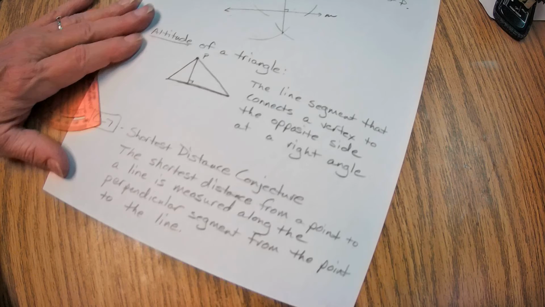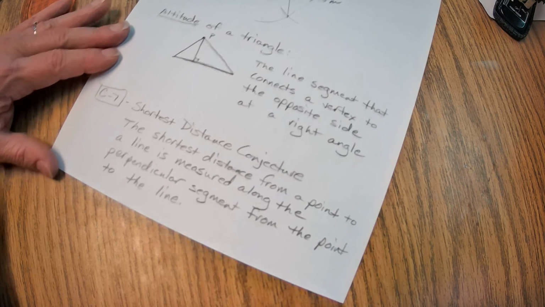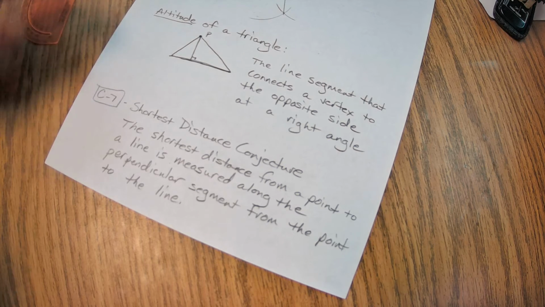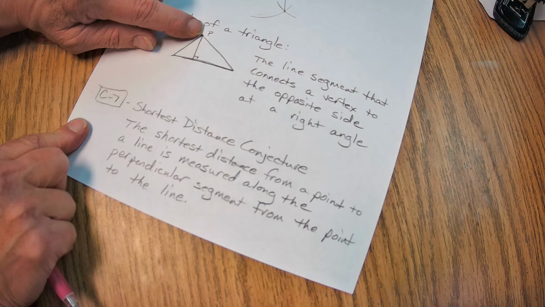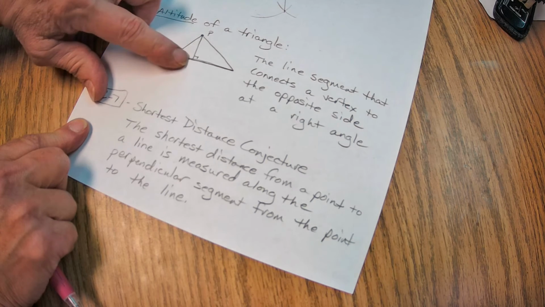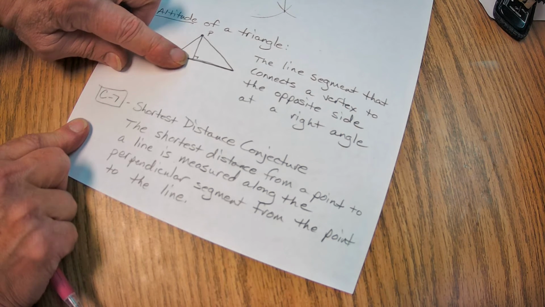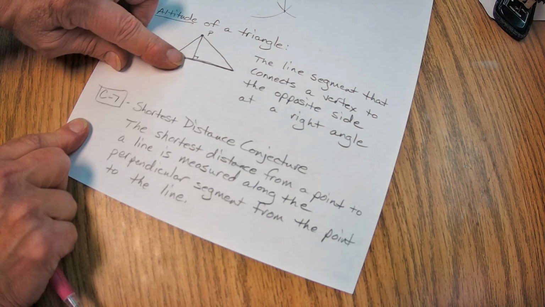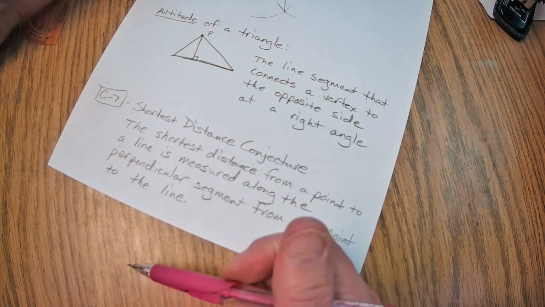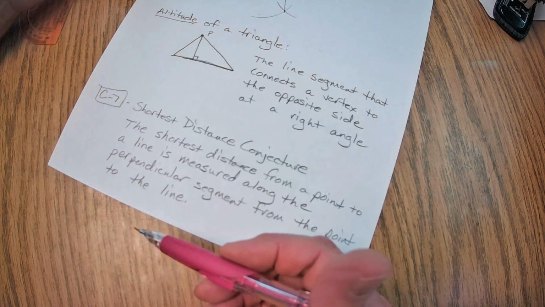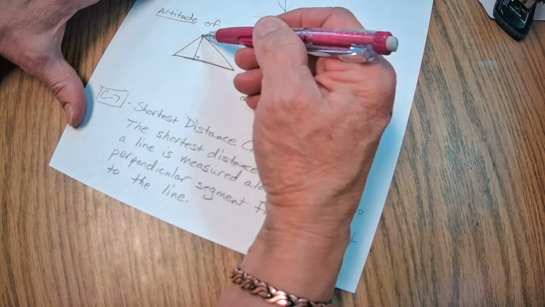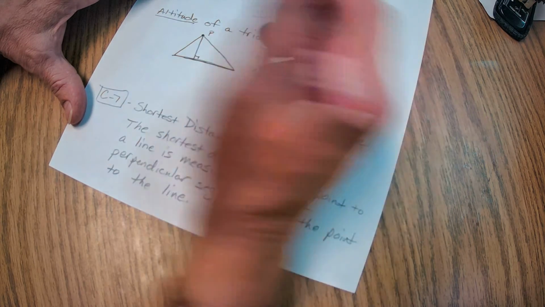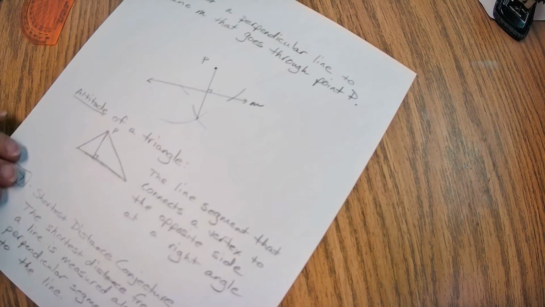Okay, and this will lead us to conjecture C7. It's called the shortest distance conjecture. The shortest distance from a point to a line is measured along the perpendicular segment from the point to the line. And you guys have heard before that the shortest distance between 2 points is a straight line, right? Well, what it means is a straight line that's perpendicular. And you can see that that's probably true.